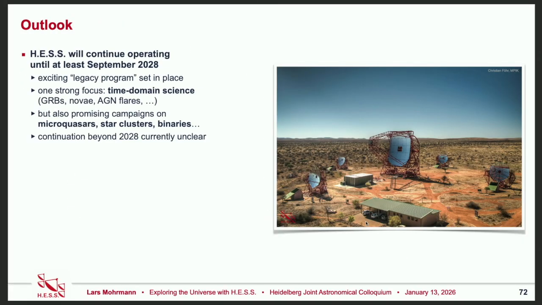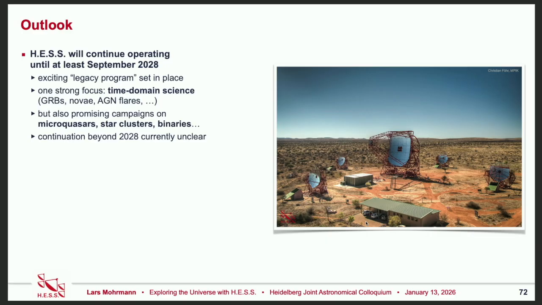That's fine. And just a very short outlook on H.E.S.S. We will continue operating until at least September 2028. That's what's currently agreed on. And we have an exciting legacy program set in place for the remaining three years. One strong focus is time domain science, which I didn't talk a lot about today. So GRBs, for instance, novae, AGN flares. But we also will be doing promising campaigns on, for instance, microquasars, star clusters, also binaries.